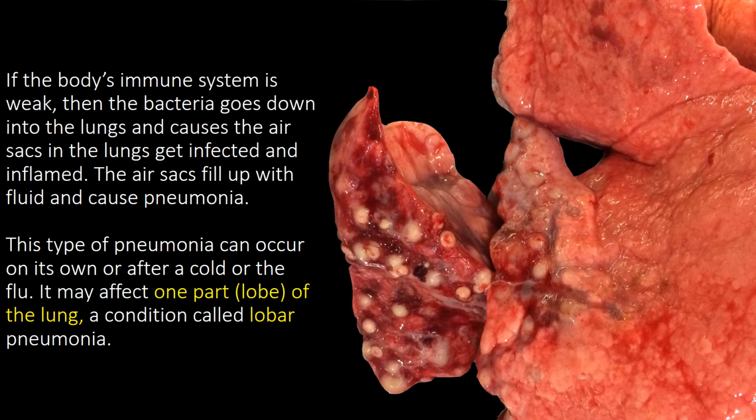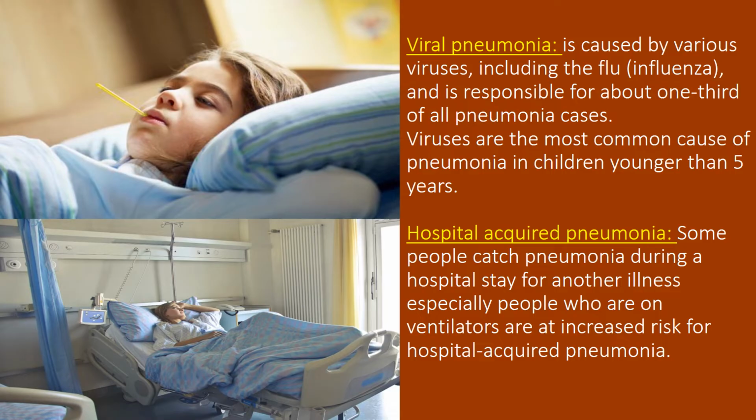sacs in the lungs to get infected and inflamed. The air sacs fill up with fluid and cause pneumonia. This type of pneumonia can occur on its own or after a cold or the flu. It may affect one part of the lung, a condition called lobar pneumonia.